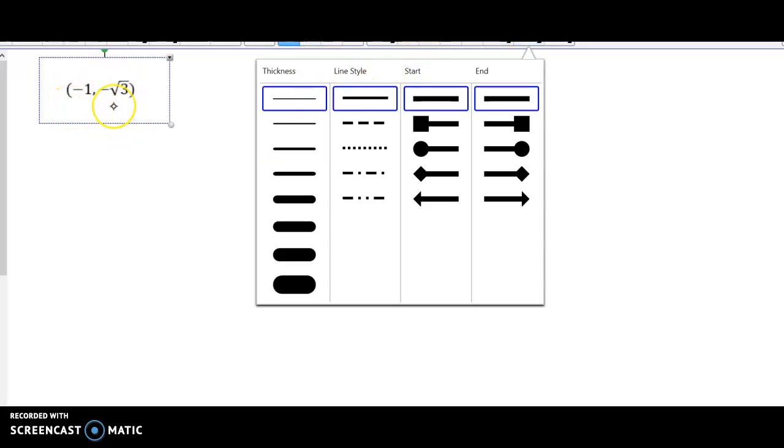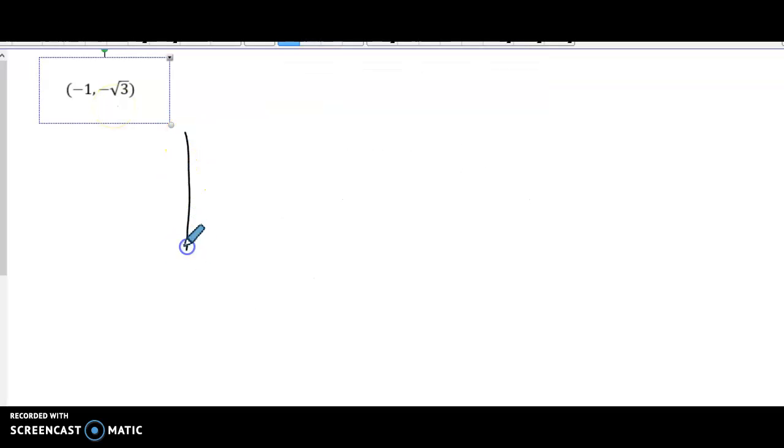Negative 1, negative root 3. Here's a quick setup. All right, you know that's going to be in quadrant 3. Okay. Negative 1. And then, you know that's going to be down here somewhere. That's negative root 3. You can figure out your r value. If you want, pause it here and then try and figure this problem out on your own.